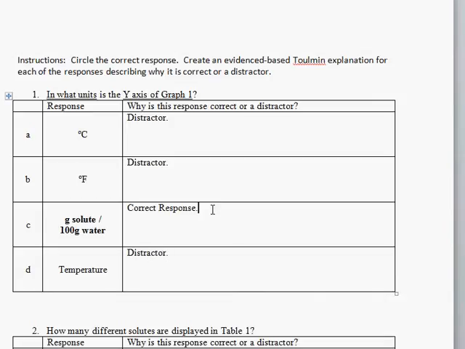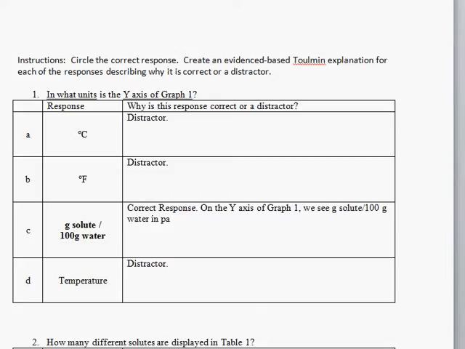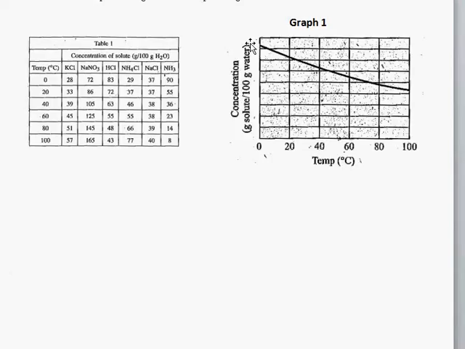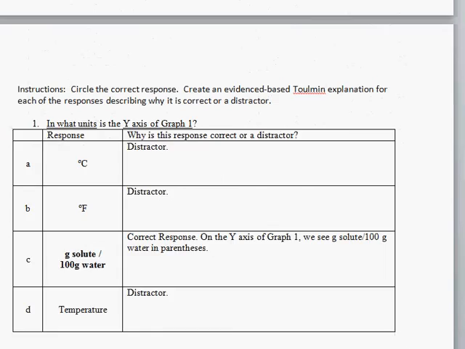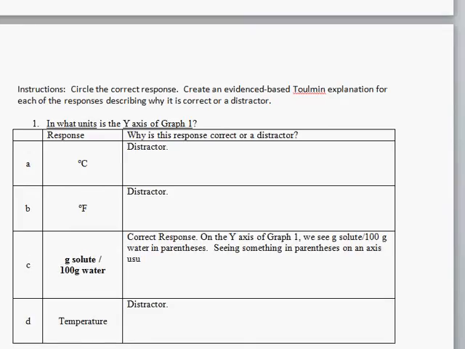Okay, now, why is this correct? Well, on the y-axis of graph 1, we see grams solute per 100 grams water in parentheses. Okay, that's what these little marks are, right? Parentheses. Seeing something in parentheses on an axis usually tells us that it is the unit.